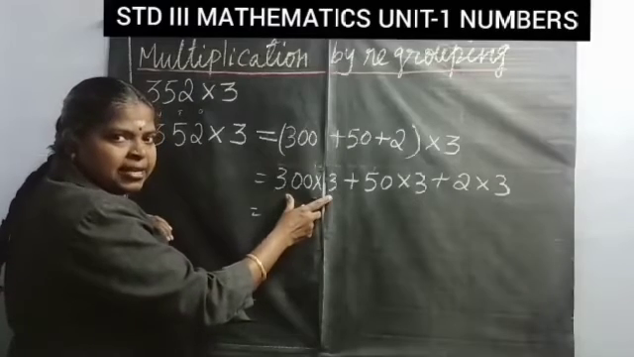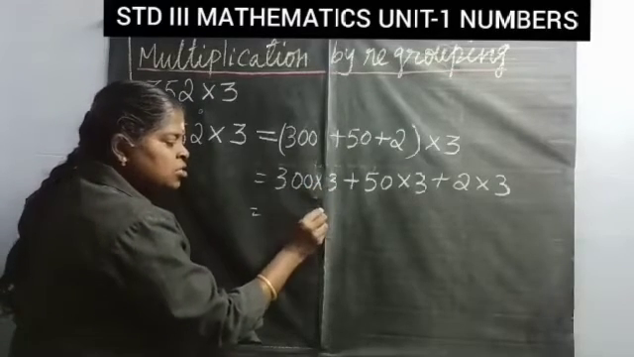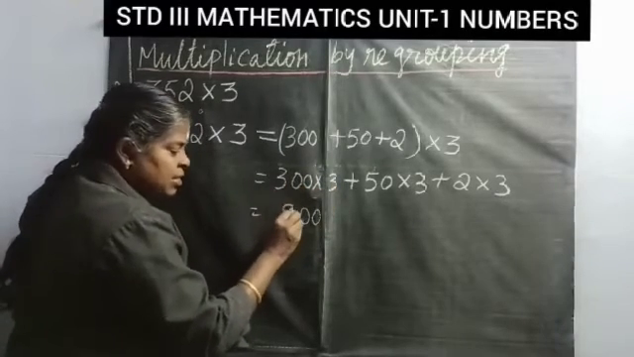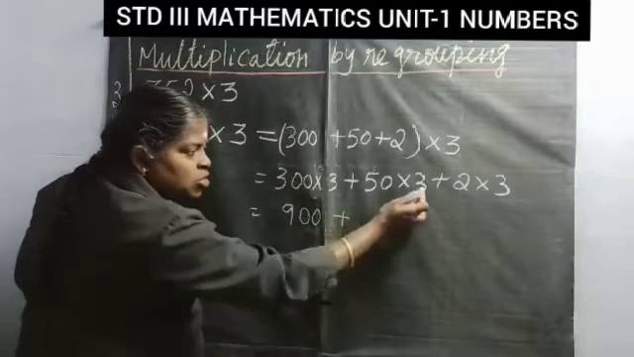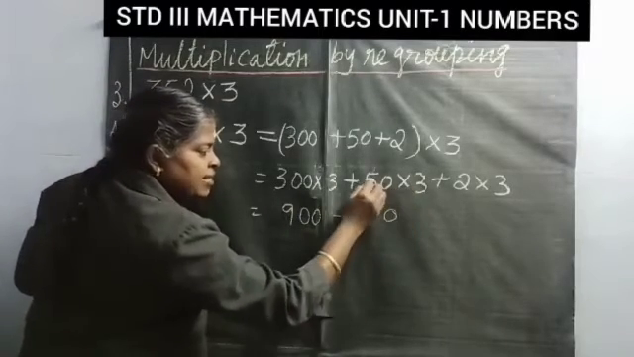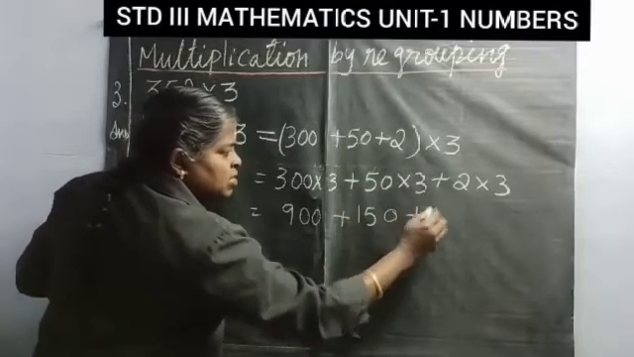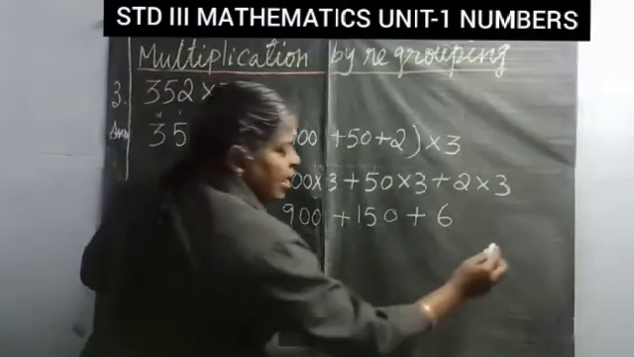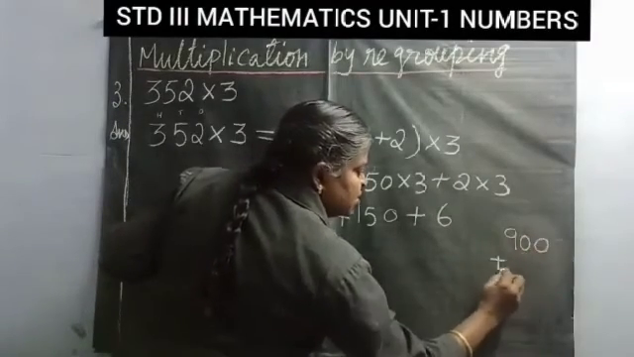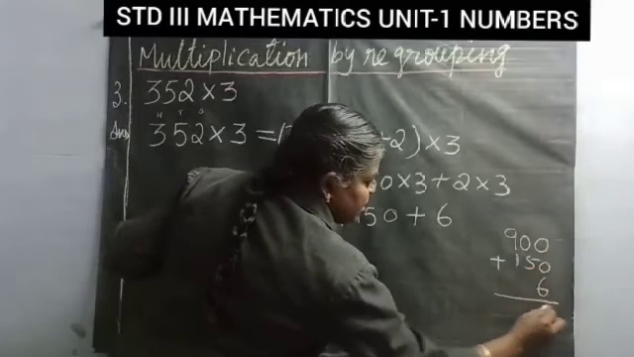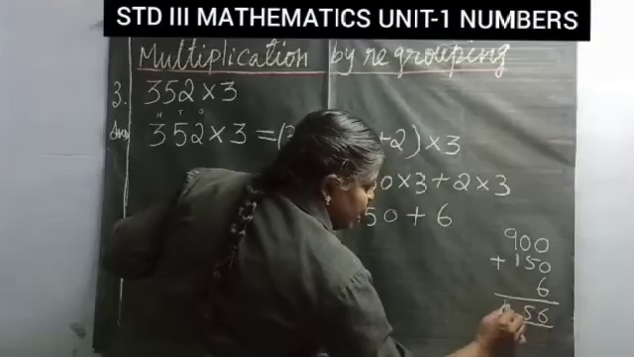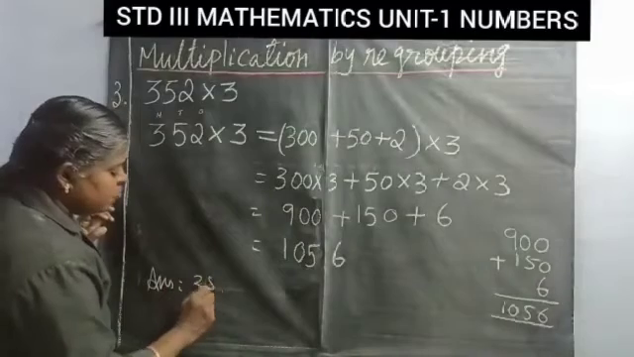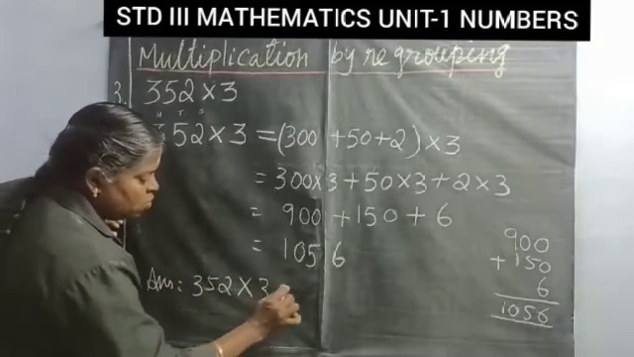First we can multiply 300 into 3. So 0 threes are 0, 0 threes are 0, 3 threes are 9, so 900, plus 50 into 3: 5 threes are 15, so 150, plus 2 threes are 6. After that we can add 900 plus 150 plus 6. So answer 1056. Answer 352 into 3 equal to 1056.